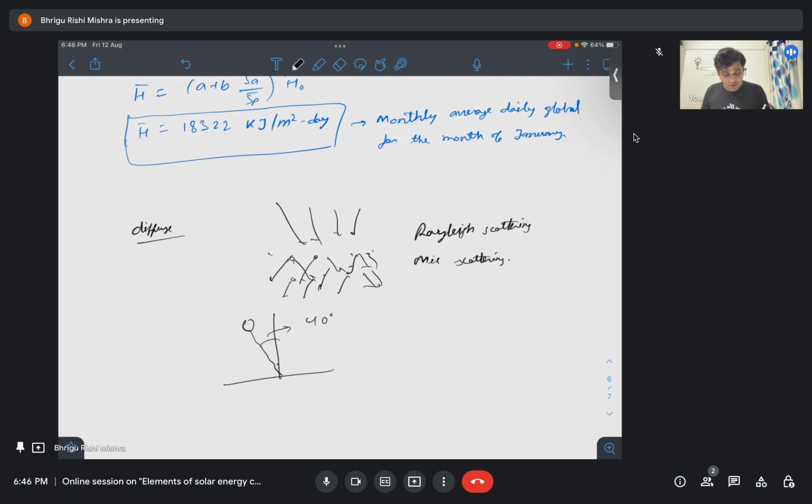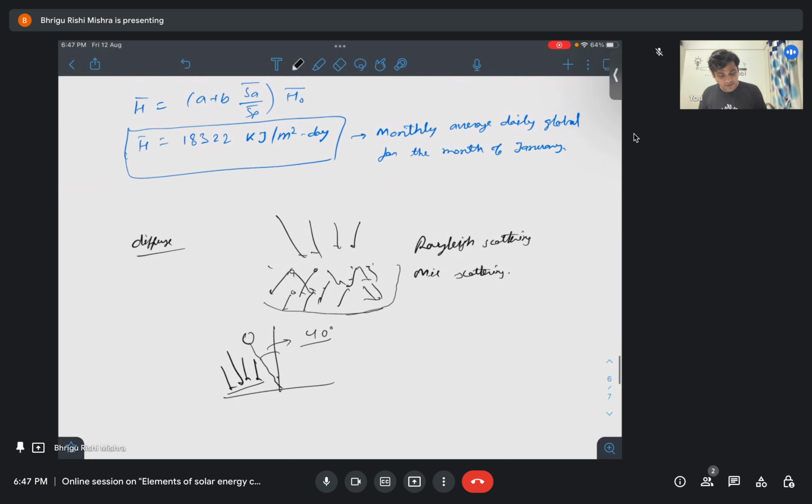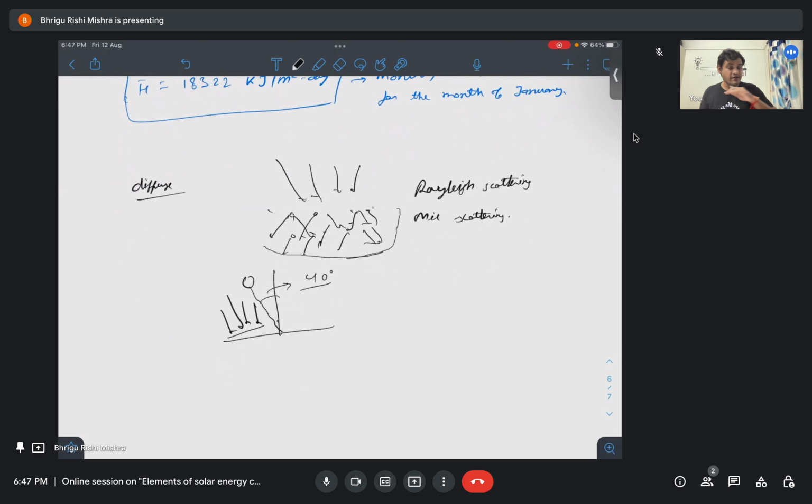Okay, so if there is no scattering present, then all the radiation will hit the surface at 40 degrees. But because of scattering, some radiation will hit the surface with lesser intensity. Not the intensity of the actual solar radiation which is hitting at exactly a 40 degree angle to the horizontal surface. So due to scattering, their intensity will be slightly low, I can say. So it will hit the surface at different angles.